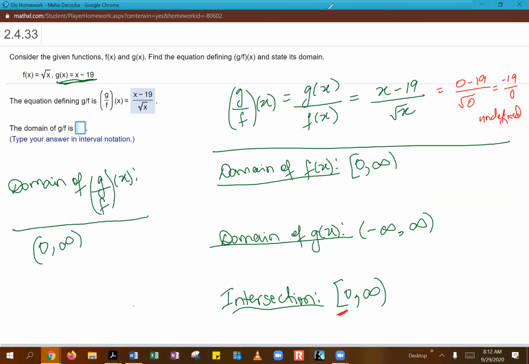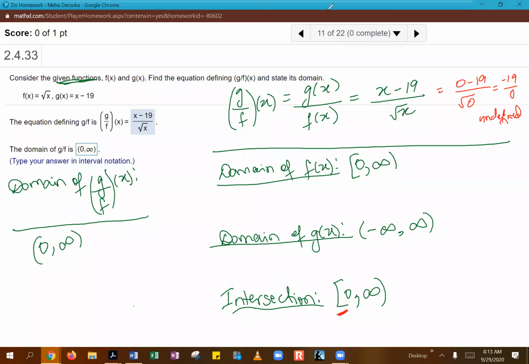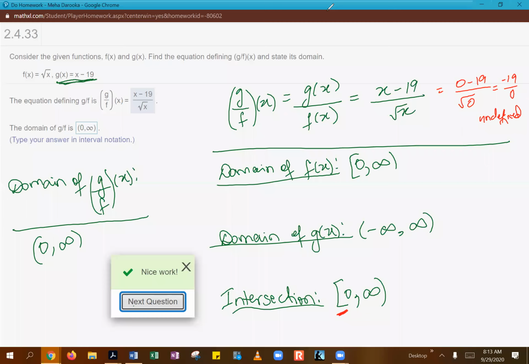So let's go ahead and type that in. So that would be 0 to infinity. Okay, and of course, not including 0. So check our answer, and that is good. All right, good job, guys.